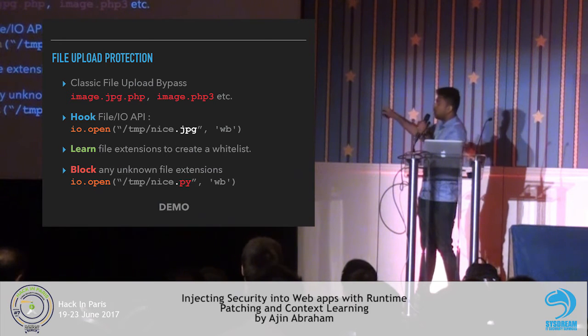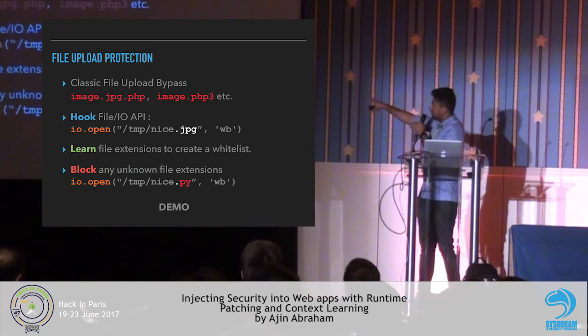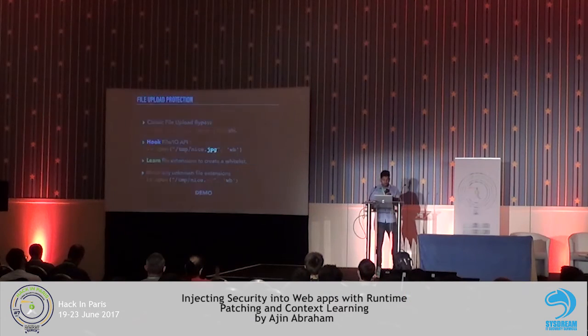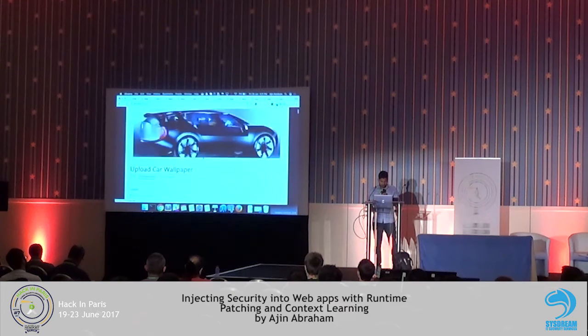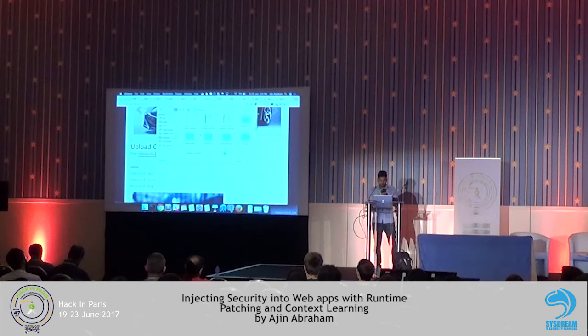What we do is we hook into the API responsible for writing the files to the file system. We learn the parameters, meaning the path of the file and the mode of writing. Then we create a whitelist, and we block anything that's not in the list. So again, for the demo part, let's try to upload a file.